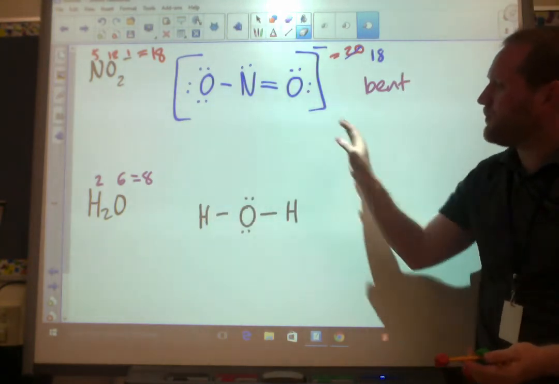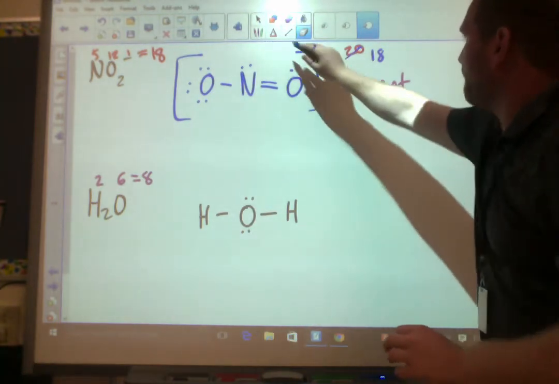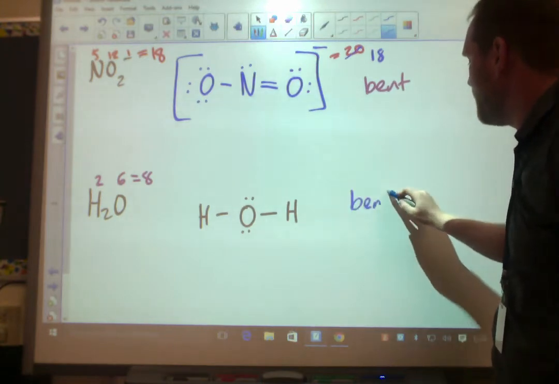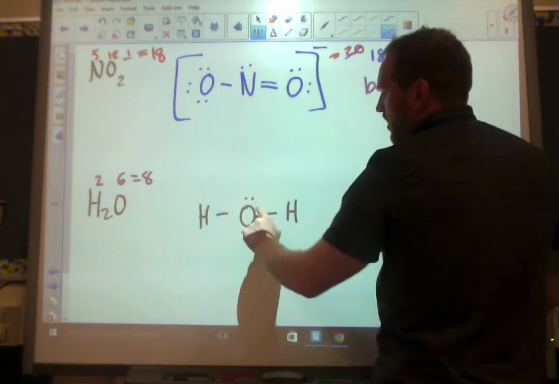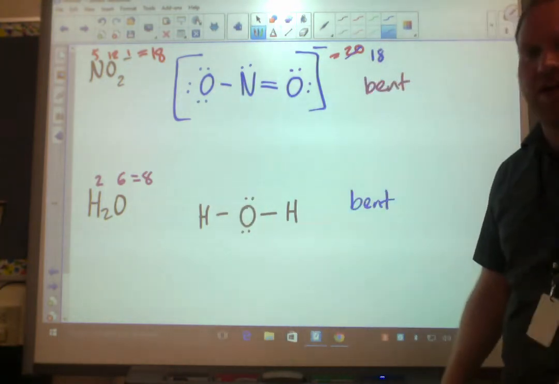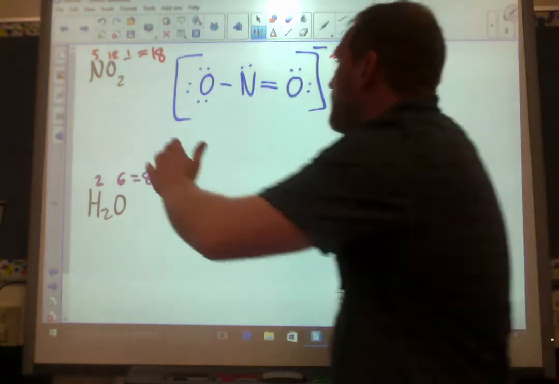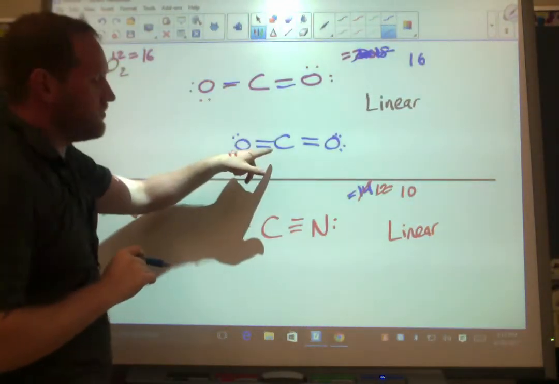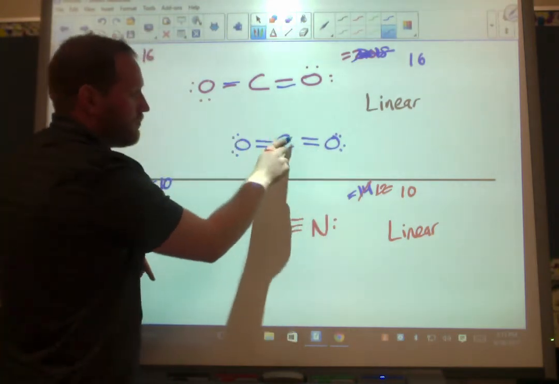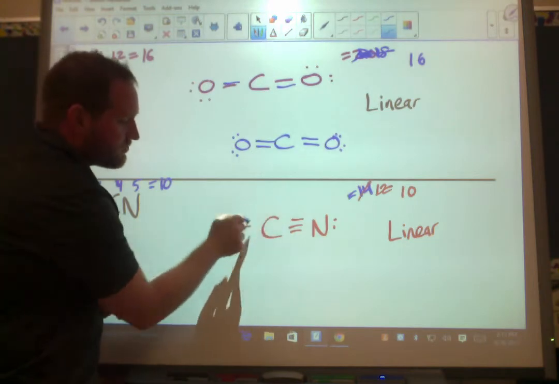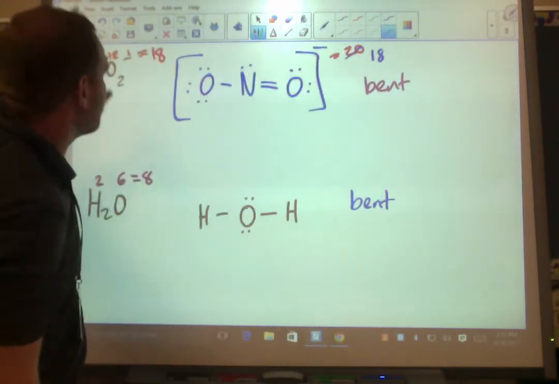Okay, so to sum up bent, because these are both considered bent, but you'll notice they're a little bit different. Anytime you have a central atom with two branches coming off, it's either going to be linear or bent. It's linear if the central atom doesn't have any lone pairs. For example, CO2 looks like this. Notice central atom, two branches, no lone pairs. HCN, central atom, two branches, no lone pairs. These are both going to be linear.